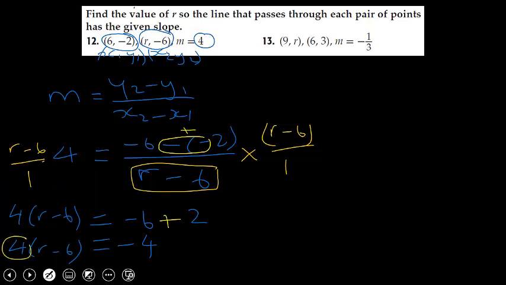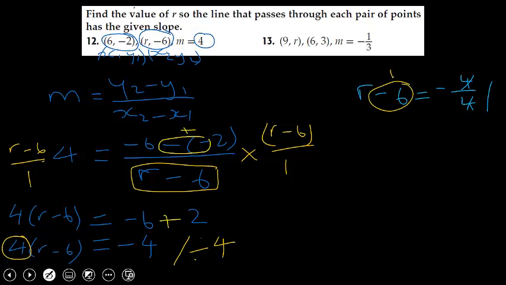I want to get rid of this 4, so I divide both sides by 4. Now I have r minus 6 is equal to minus 4 over 4, which is the same as saying minus 1. Now I'm going to get rid of this minus 6, so I'm going to say plus 6 on both sides. So r is equal to minus 1 plus 6. r is equal to 5.